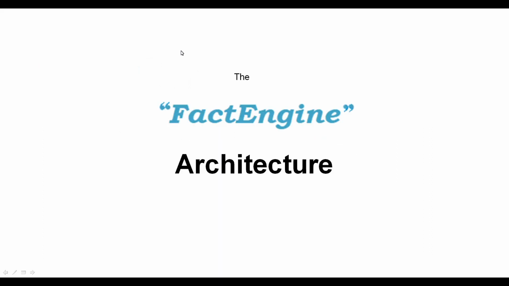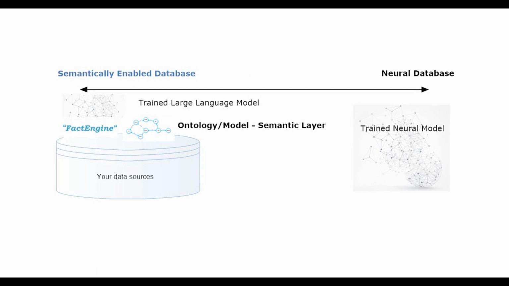So the architecture behind FactEngine works this way. So we've got your data sources here. Depending on your architecture, you could have one or more databases linked up to FactEngine. But typically you might have one database, with a structured schema. You could also have structured and unstructured data in your data source.